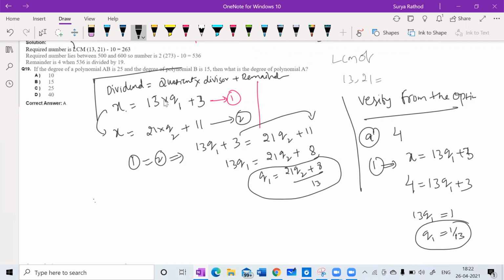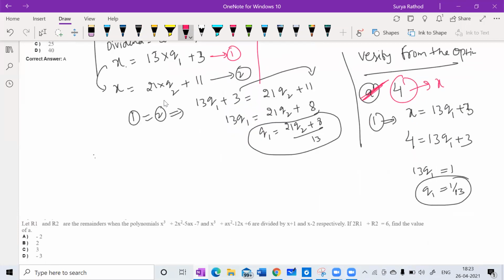Any doubt? No doubt, sir. I'm just verifying from the options. I took option A as 4. I'm taking x is equal to 4, right? I took that number as 4 from the option. So I'm substituting in equation number 1 so that I get q1. So again, look at this here. q1 is substituted over there. What will you get?